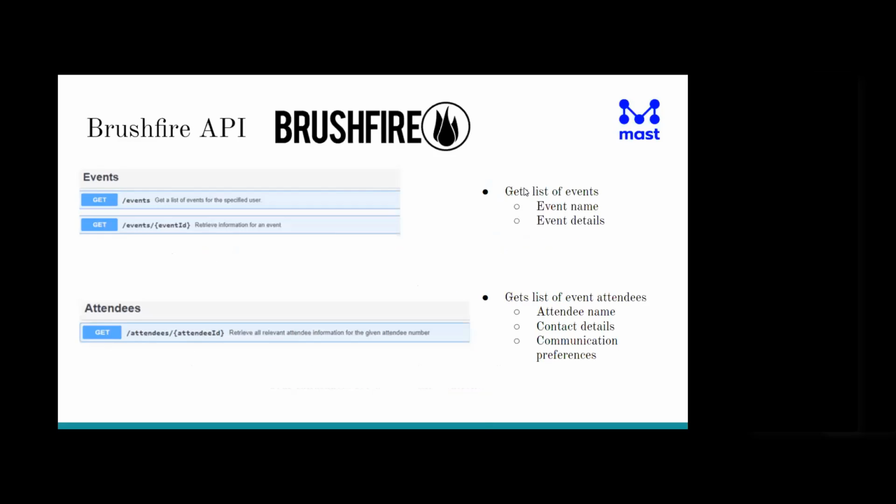So the Brushfire API is similar in concept to pretty much any API, including the Donorfy API. Here you're working with events and attendees rather than activities and constituents. So we use the API calls from Brushfire to get a list of events and then details from one particular event that was selected by Life Church, and that would be the list of attendees.